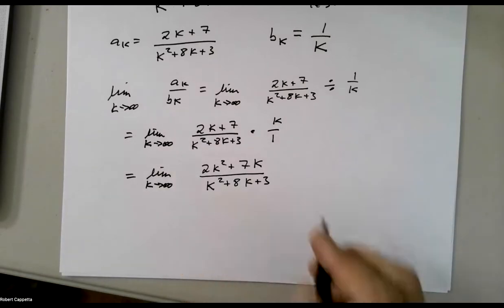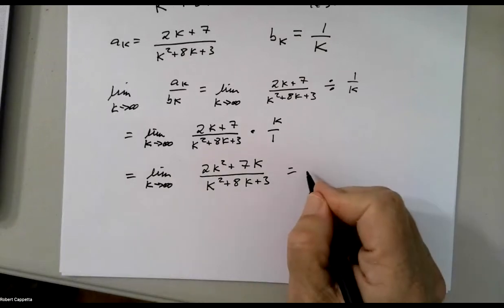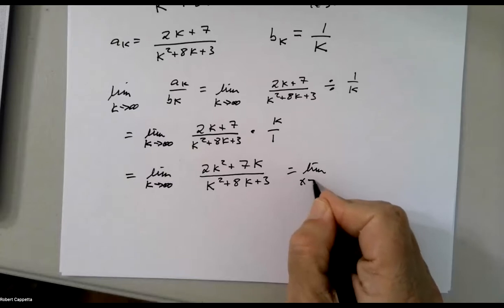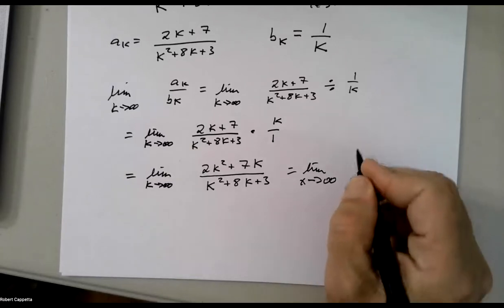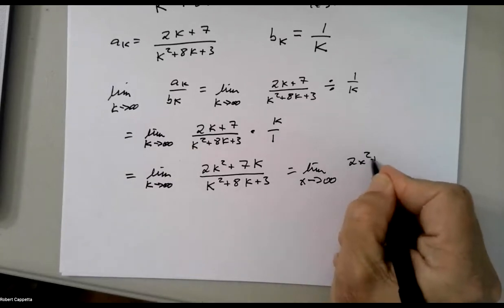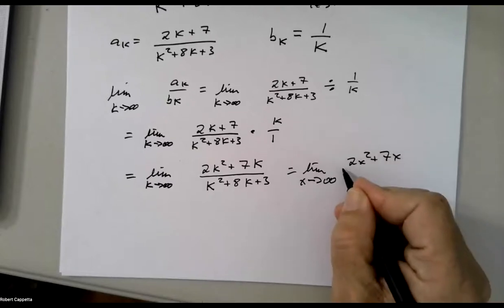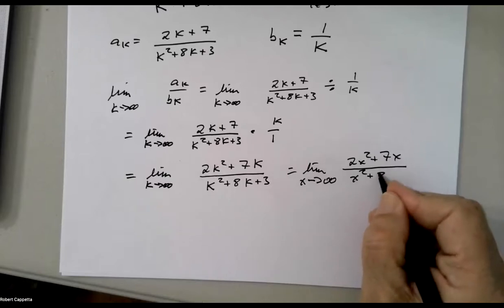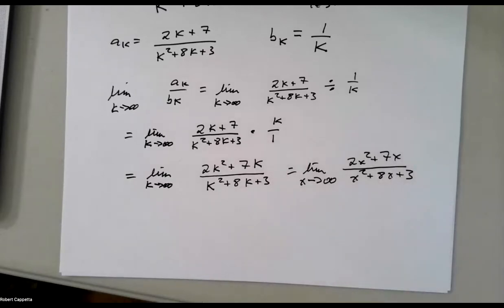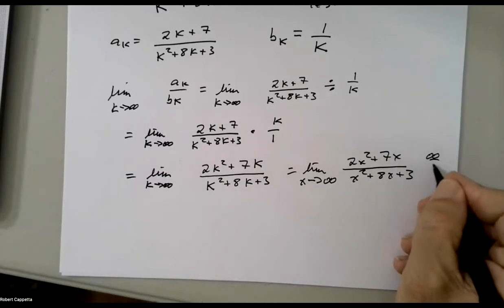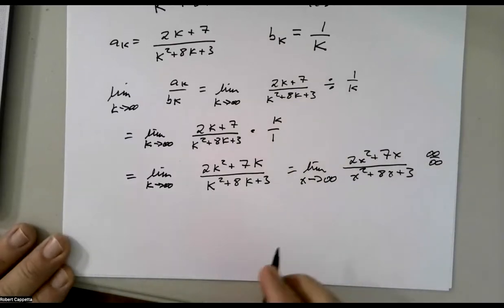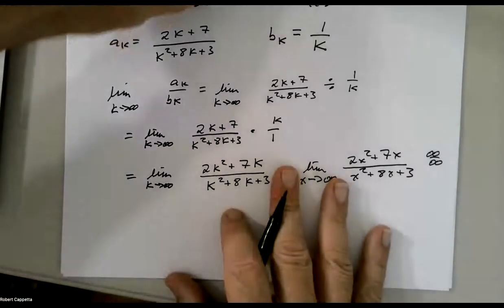When I use L'Hopital, I like to change it to x's because x implies real numbers, k implies integers. So the limit as x goes to infinity of 2x squared plus 7x over x squared plus 8x plus 3. Right now it's infinity over infinity, so when that happens, I can use L'Hopital. So take the derivative of the top, take the derivative of the bottom. What will that give me?